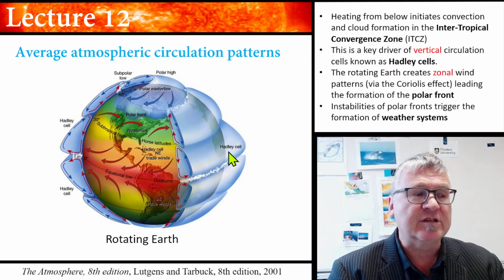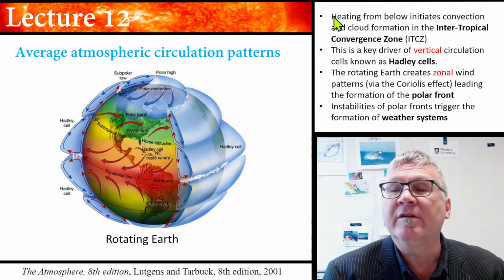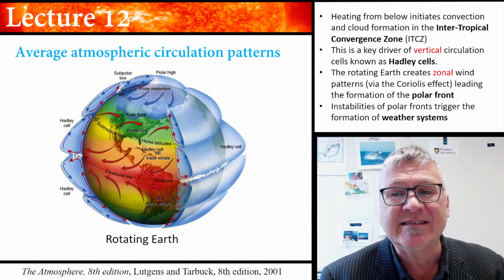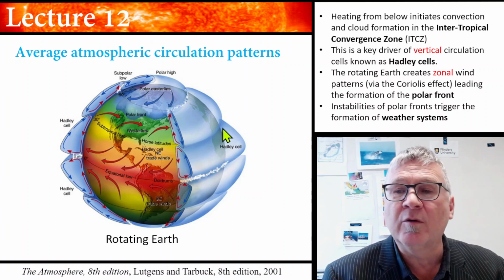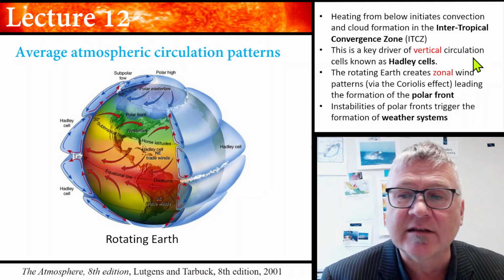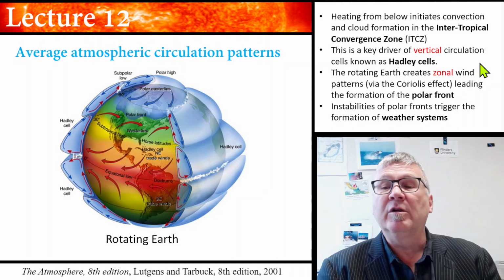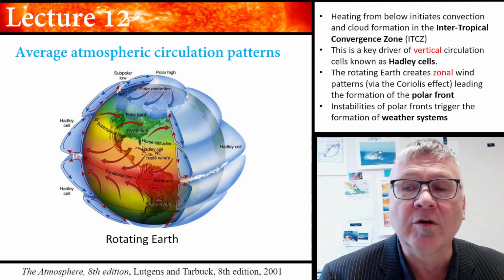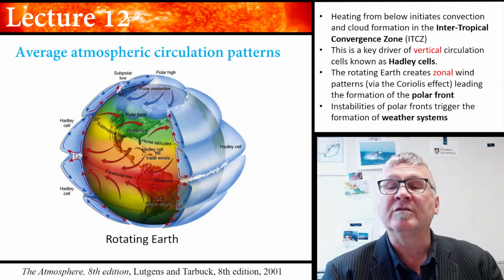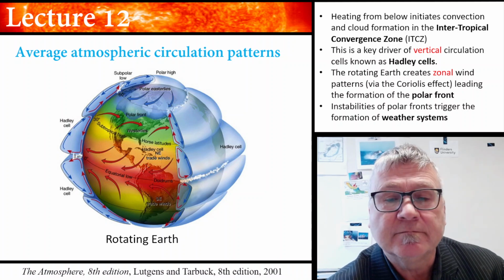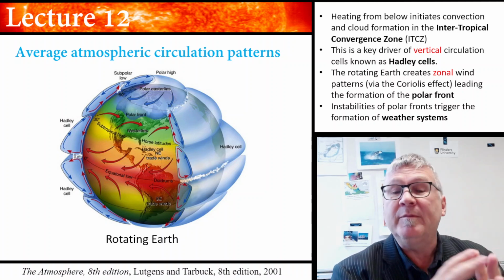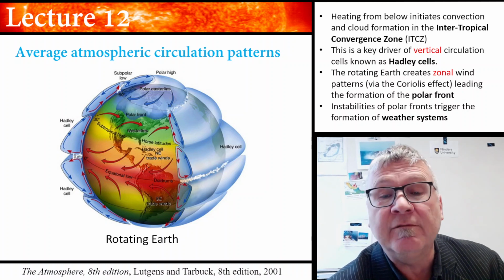So just a little summary, reading what's written up here. Heating from below initiates convection and cloud formation in the intertropical convergence zone, the ITCZ. It's this zone along the equator. This is the key driver of vertical circulation cells known as Hadley cells. The rotating Earth creates zonal wind patterns, because of the Coriolis effect, leading to the formation of the polar front. Instabilities of polar fronts trigger the formation of weather systems. This is quite complex, with links to different aspects that we will be discussing in this lecture and in future lectures.